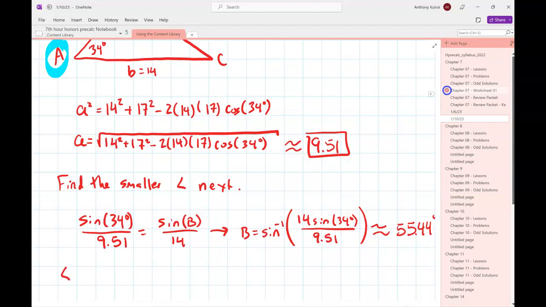And then lastly, we'll find angle C. Since we have angle A and we have angle B, finding angle C next is going to be a piece of cake.